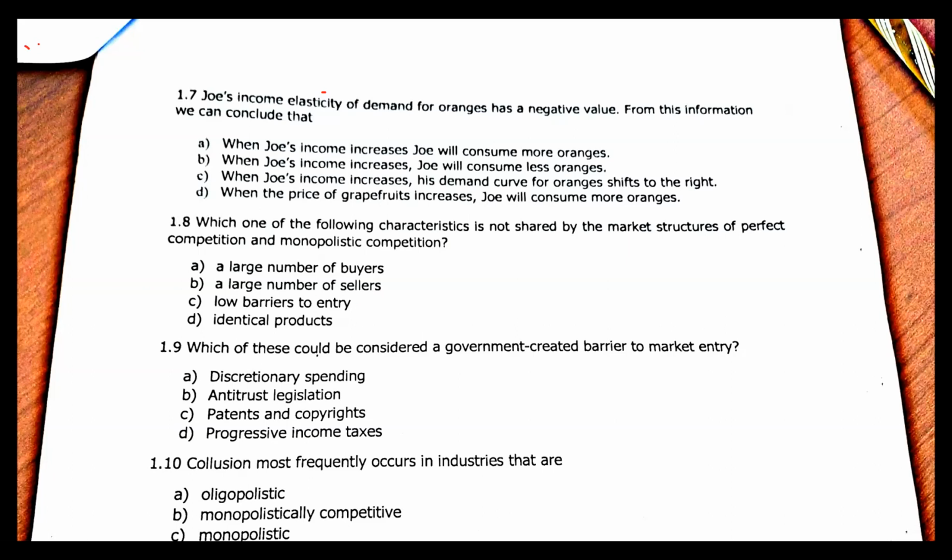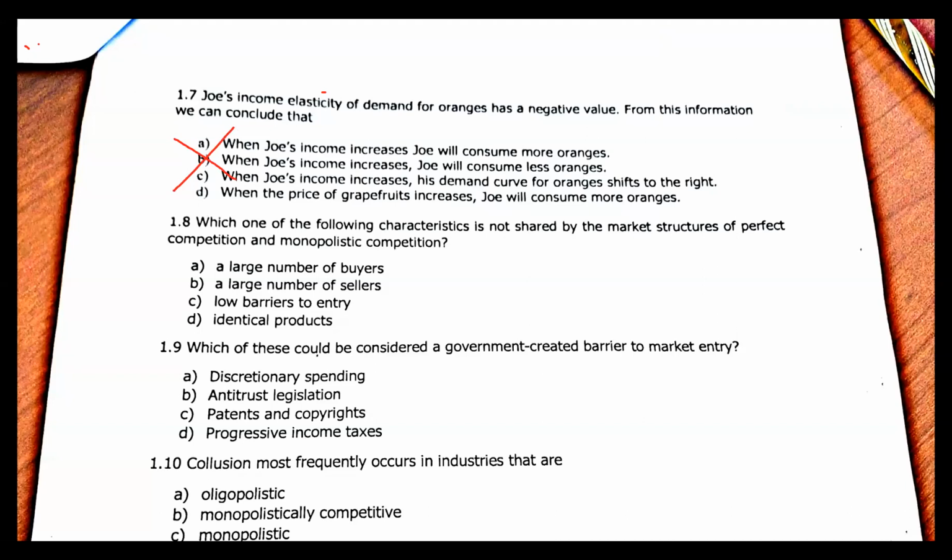When the income increases, Joe consumes less oranges. The answer is B. You already know that, right? Yes. Yeah, exams are made that easy.